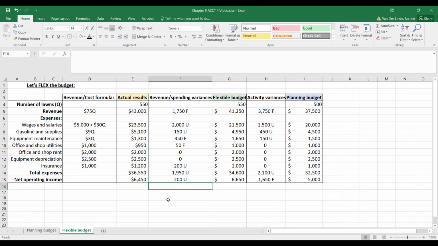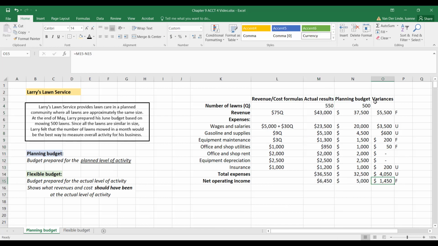So once again, we've now completed the flexible budget, but what does it consist of? Instead of just comparing your actual results to your planning budget, we've completed a flexible budget where we break down the differences between the actual and planning budget into its activity variance components and its revenue and spending variance components. Because before, when we were looking at these variances between the actual and planning budget, it gave us a little bit of insight, but not enough because we were using two different activity levels.